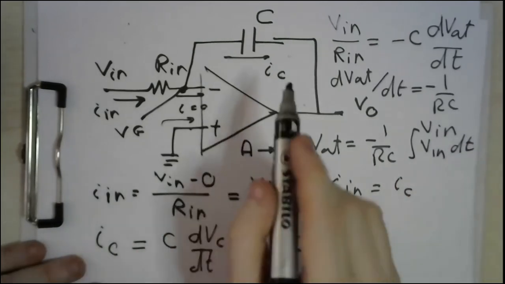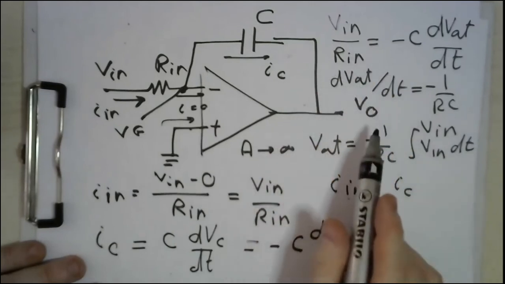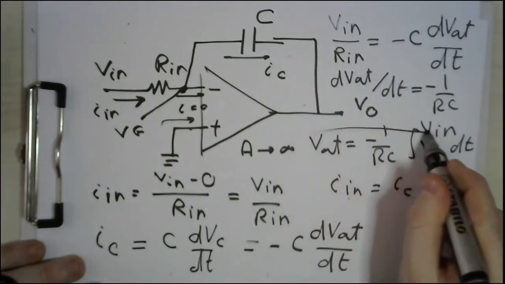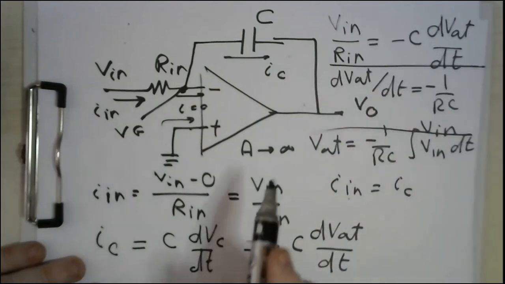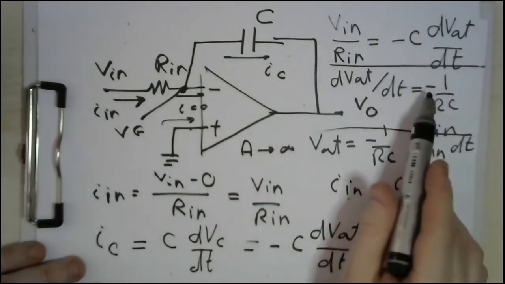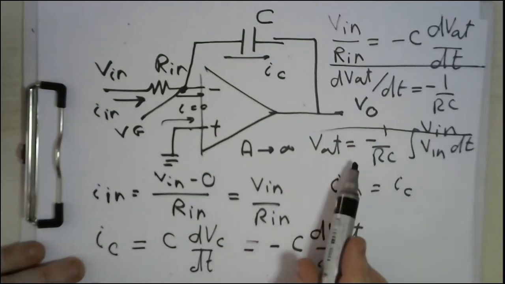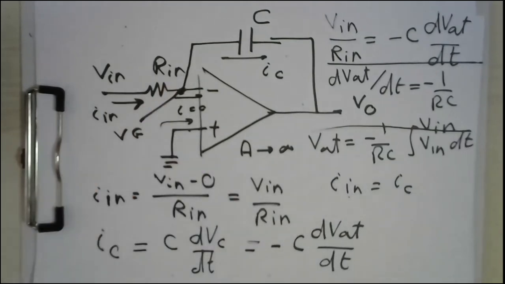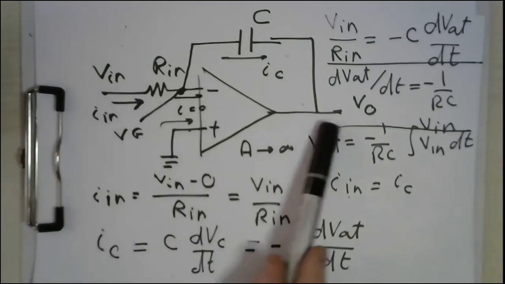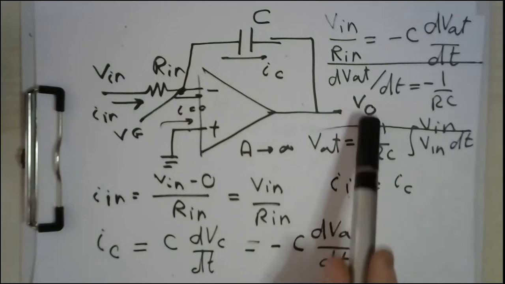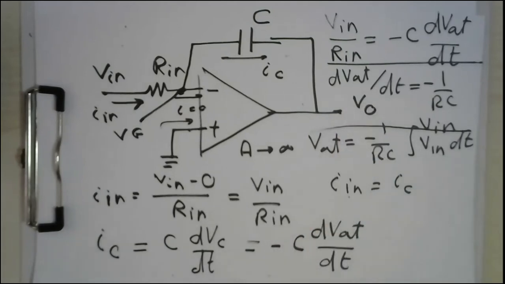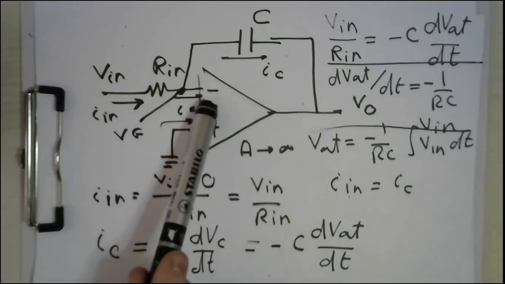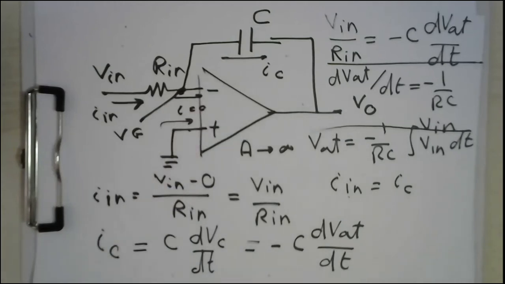In order to get rid of this differentiation, what you do is simply integrate both sides. So V out equals minus 1 over RC times the integration of V in dt. That's why we call this circuit, my dear students, an integrator circuit, because you integrate the input. The output is the integration of the input with a factor equal to minus 1 over RC. Again, the negative sign appears because the input is connected to the inverting terminal, like what we did in the first circuit with the inverting configuration.